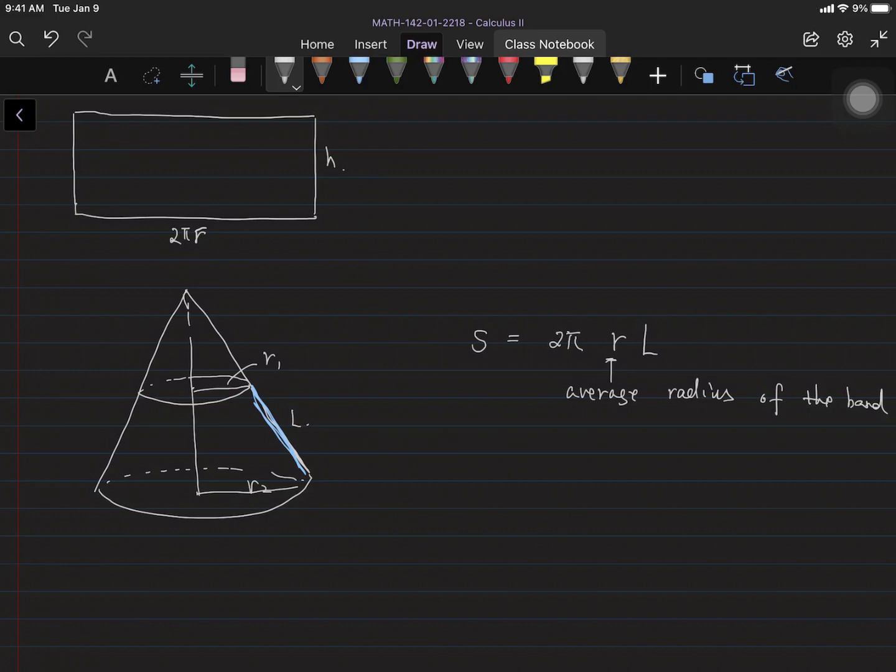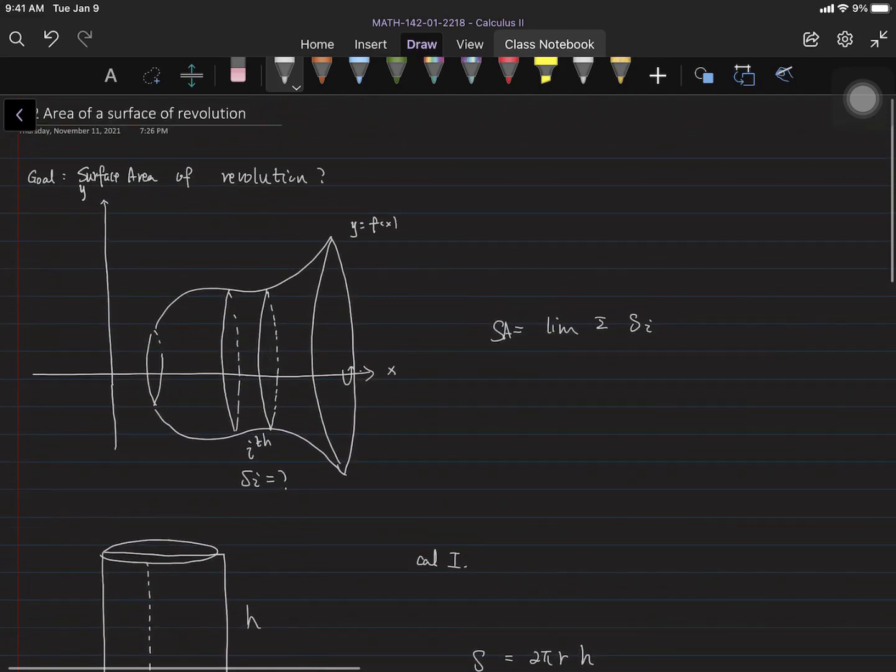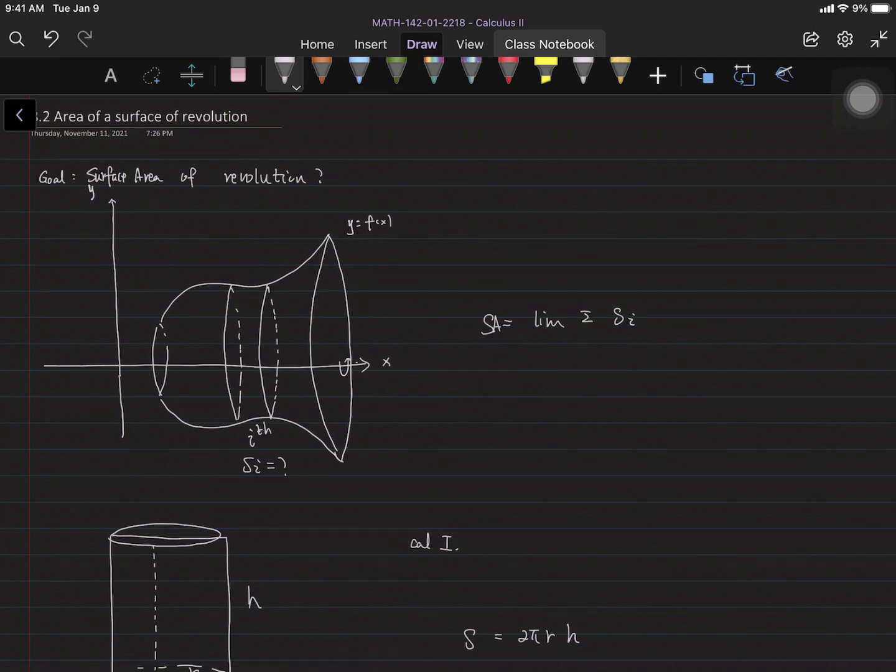Also, you can think of another way. When we cut the whole revolution into small pieces, if we look at the graph, because they are so close, the two slices are so close, the band just looks like a cylinder, right? Very close to a cylinder. So here we can say this is L, and here is the average radius. Now let's see, what's the surface area for that S_i?